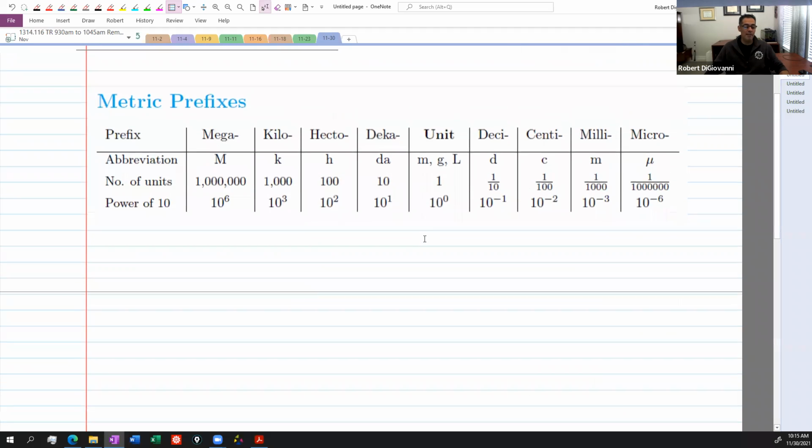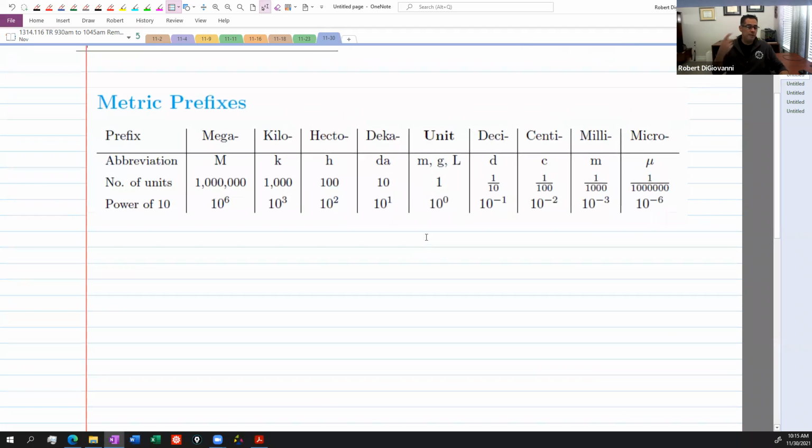All right, so the way metric works is this. You first have to know what it is you're measuring. Are you measuring length? Are you measuring an area? Are you measuring a volume? Are you measuring mass? Once you know what you're measuring, you use whatever that unit is, and then all you're going to do is move decimal points around.